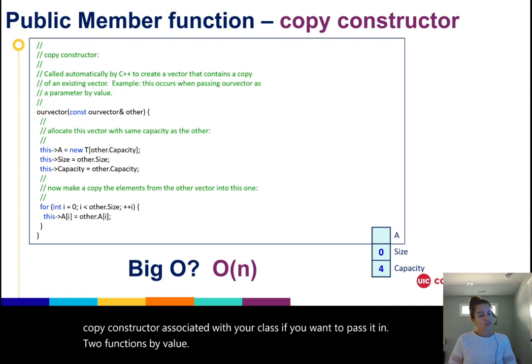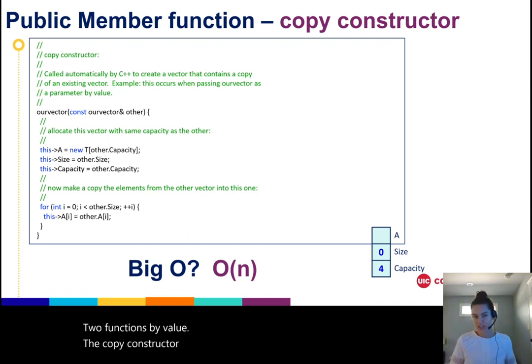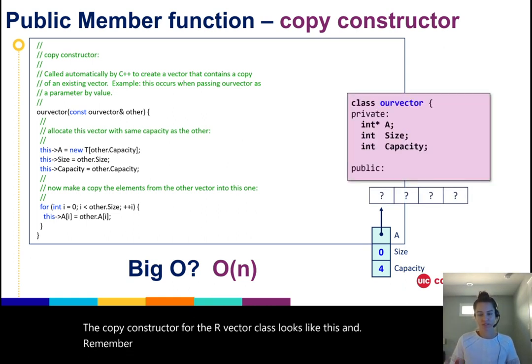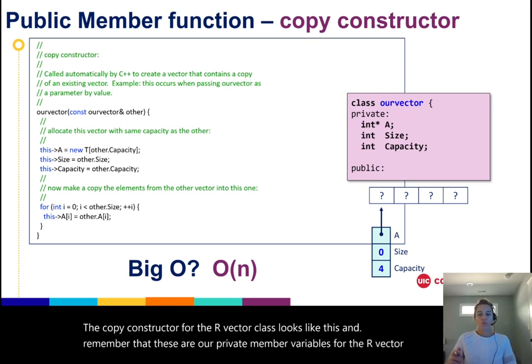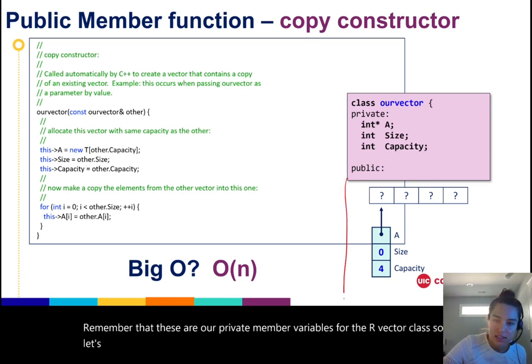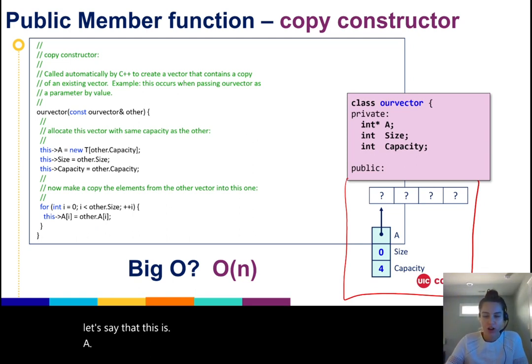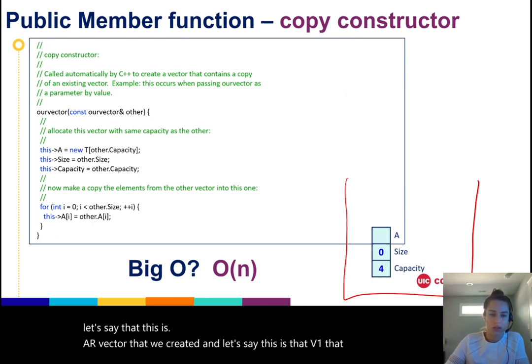The copy constructor for the rvector class looks like this, and remember that these are our private member variables for the rvector class. So let's say that this is an rvector that we created, and let's say this is that v1, or did I call it v? Let me call it v.